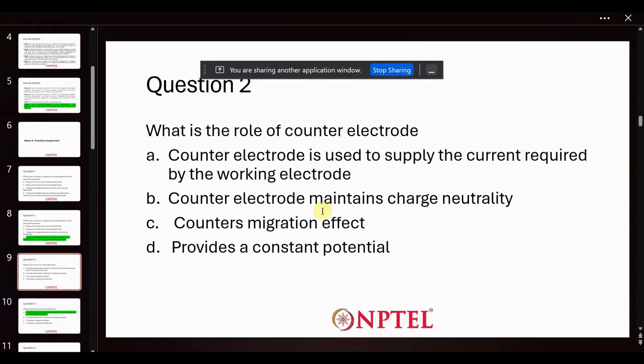So moving to the next question. What is the role of the counter electrode? Counter electrode is used to supply current required by the working electrode. Counter electrode maintains charge neutrality. It counters the migration effect. It provides a constant potential.